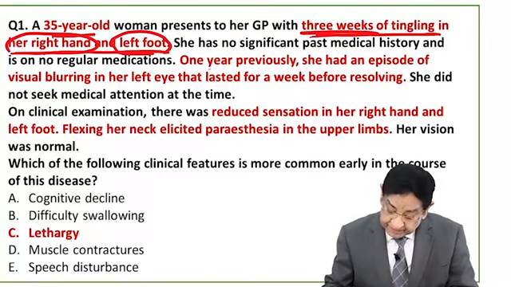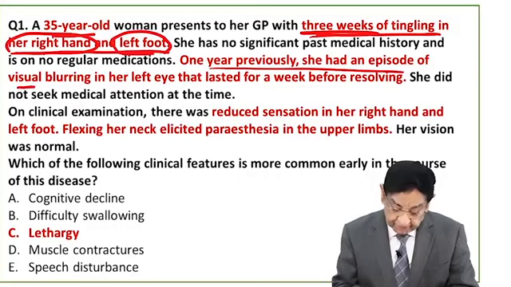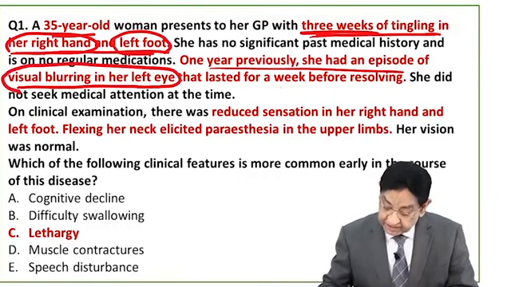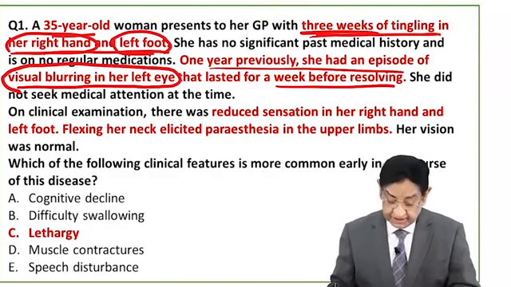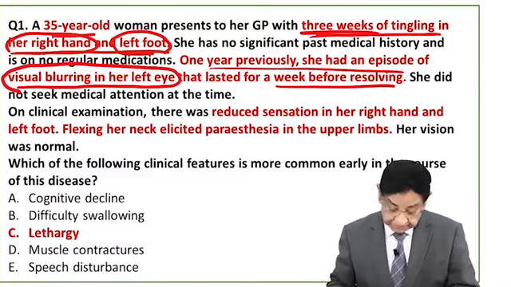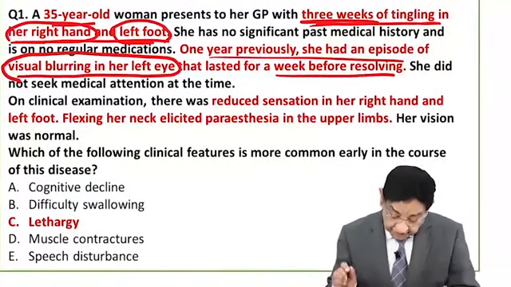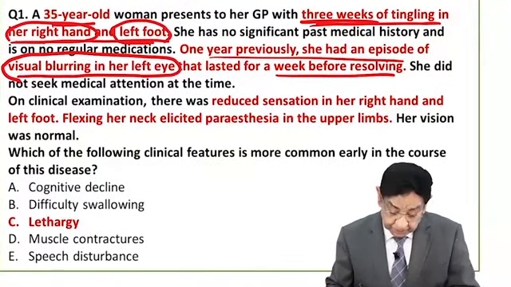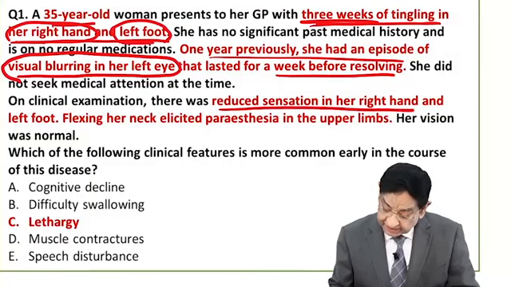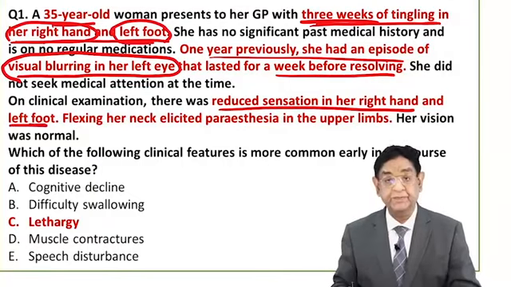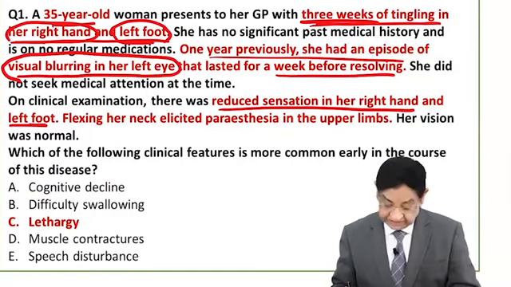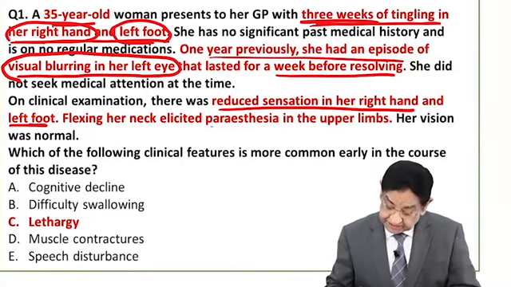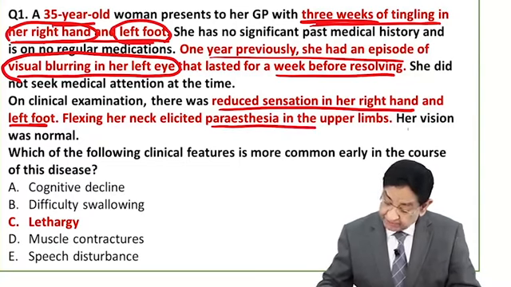She had, 1 year back, an episode of blurring of vision in her left eye that lasted for a week and it resolved automatically. Now, when you examine the patient, you are finding reduced sensation in the right hand and the left foot. The point for which she came, we are finding less sensation, paresthesias, but vision is normal.